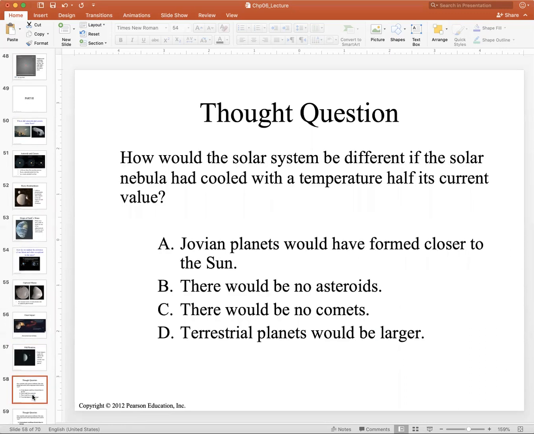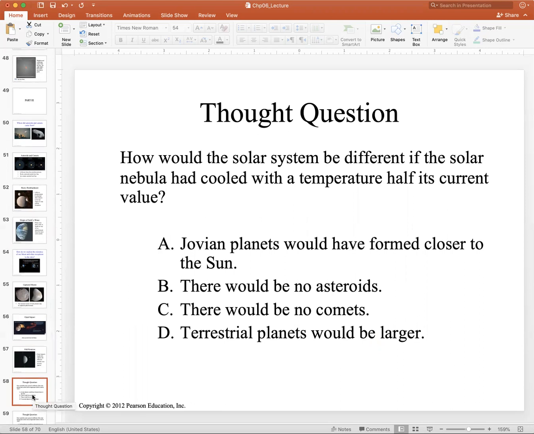Now, let's talk about a question. Again, when you get to this point, please pause the video, read the question and the answers yourself, wait a little bit, and I'll go over the answer with you shortly. How would the solar system be different if the solar nebula had cooled with a temperature half of its current value? A, Jovian planets would have formed closer to the Sun. B, there would be no asteroids. C, there would be no comets. D, terrestrial planets would be larger.